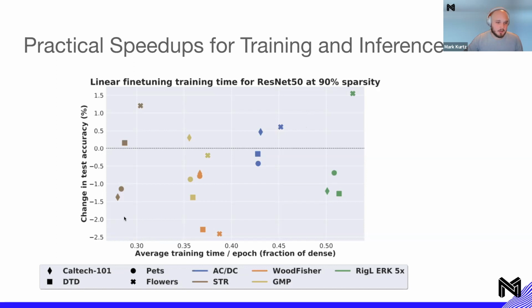So ultimately what you can see here is that we have a change in test accuracy, which is linear fine tuning for ResNet 50 to 90% sparsity, and then the average training time per epoch, so the fraction of dense. Overall, what you can see is that sometimes linear fine tuning works well, sometimes it doesn't in terms of the change in test accuracy, but we can see that it has significant performance improvements, all the way up to 3x improvements for ResNet 50 training. And we'll get into in the next slide when we would want to use linear fine tuning versus full fine tuning. But overall, what we can see is that we can actually leverage linear fine tuning for training speedup and not just inference speedup.